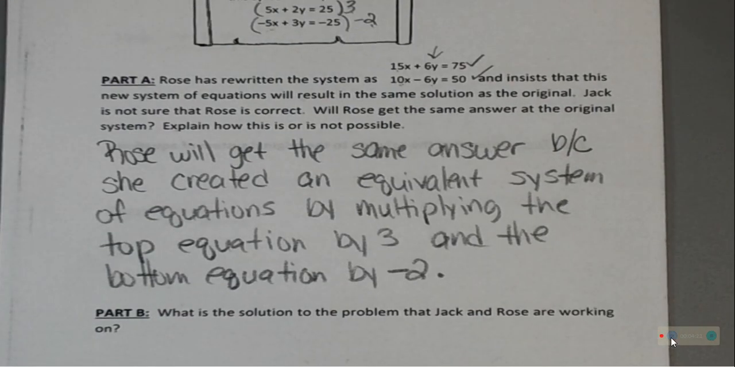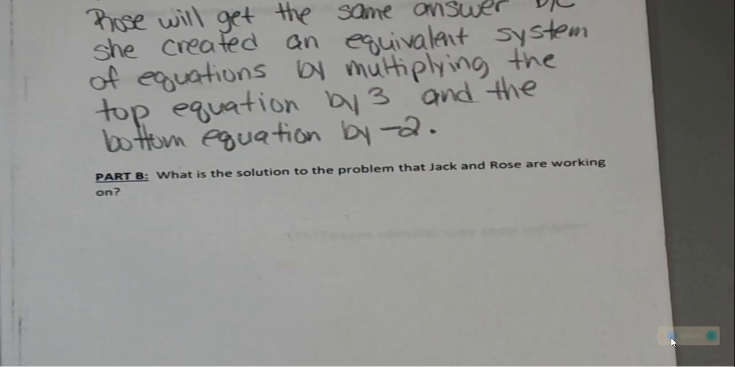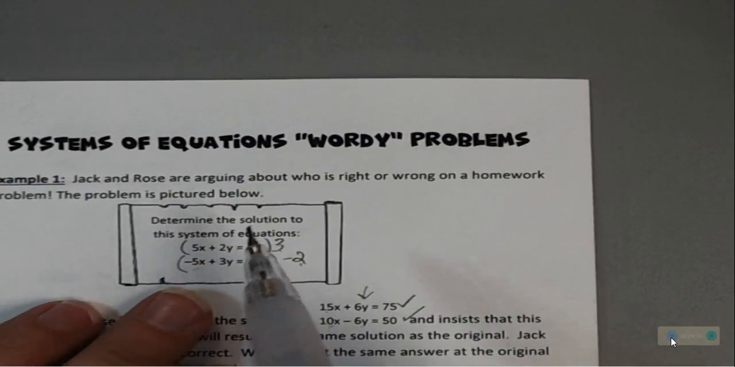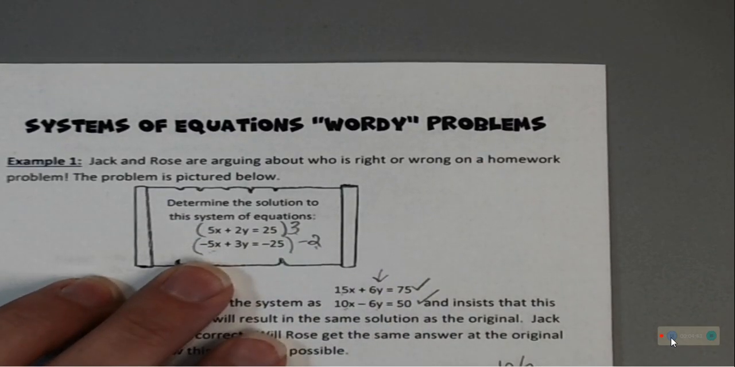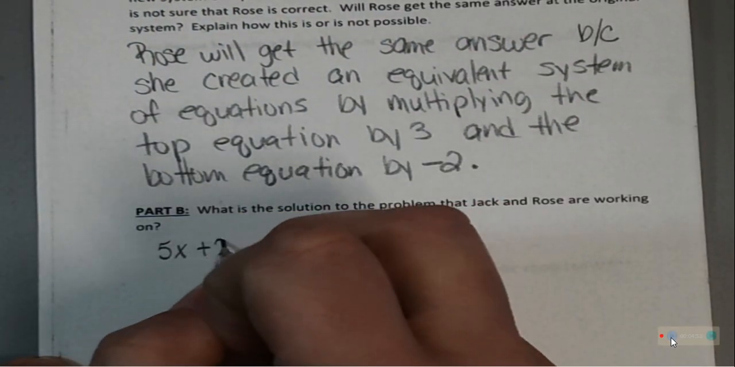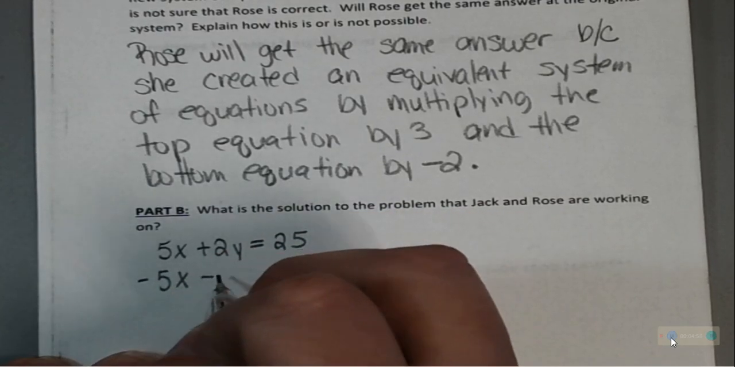All right, so the next part is part B. And it says, what is the solution to the problem that Jack and Rose are working on? So if you need to find the solution, what are you going to do? You're going to work it out. Now, look at the original problem. Did Rose actually have to multiply by anything to create opposites? No. What could you have done? Just did the problem. So I'm going to just write down what the original was, because what is already my opposites? The 5x and the negative 5x.